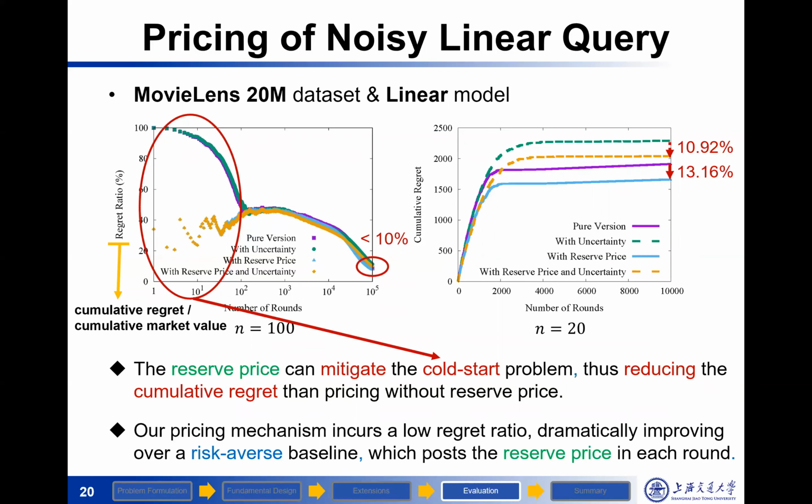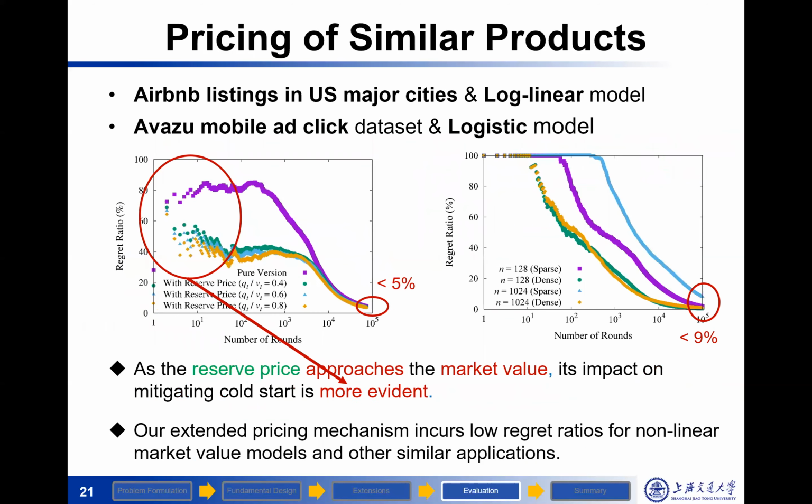We can also see from the left figure that, at the end of 100,000 rounds, the regret ratio of our pricing mechanism is lower than 10%. We next investigate the pricing of accommodation rental, under the log-linear model, using Airbnb listings in US major cities. The main results are shown in the left figure. We also investigate the pricing of impression in advertising, under the logistic model, using the Avazu mobile ad click dataset. The major results are shown in the right figure.